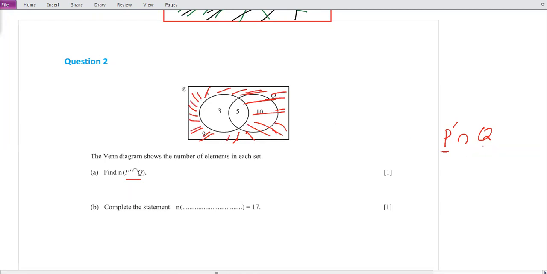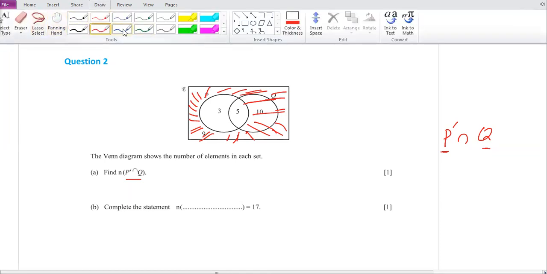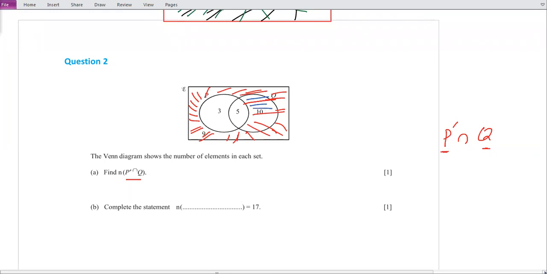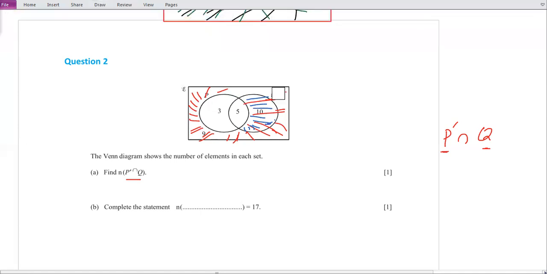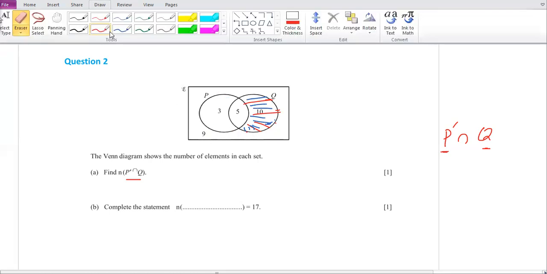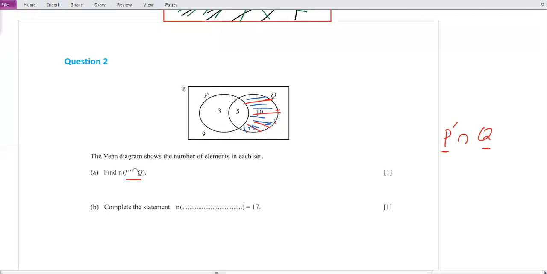This is outside the P, P complement. Then Q, inside the Q. This is inside the Q. So which is shaded 2 times, just keep that one because it is intersection. The rest of this one you have to remove. Now how many numbers are left within that one? 10 numbers are left. So you will say 10.